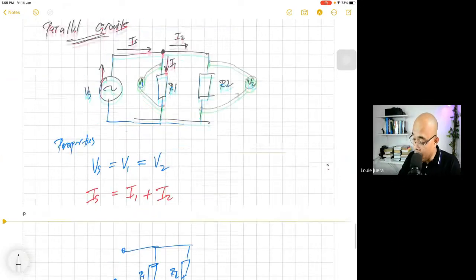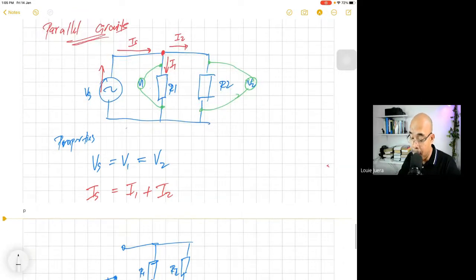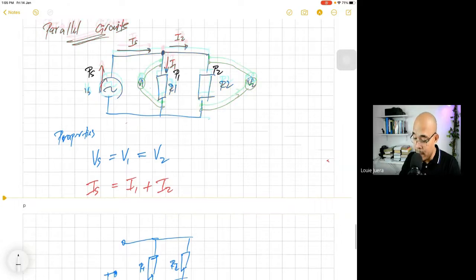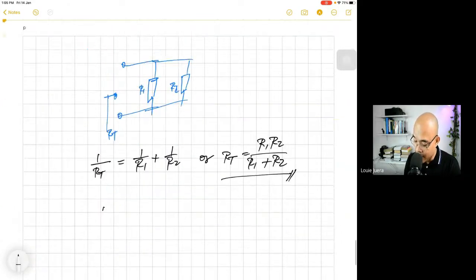And for the power in this circuit, we have the power source, and we also have the power dissipation in R1 and in R2. Take note, based on my discussion in the previous lecture, the powers are always additive. So in this case, the source power is equal to P1 plus P2.